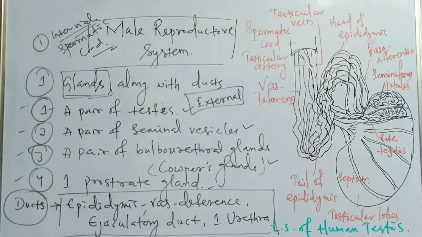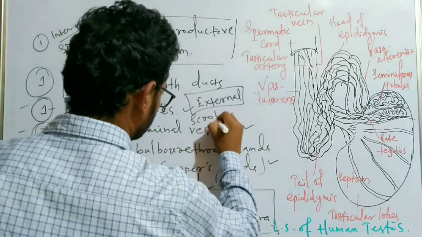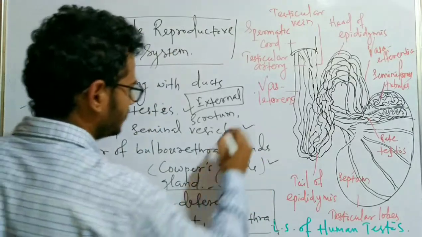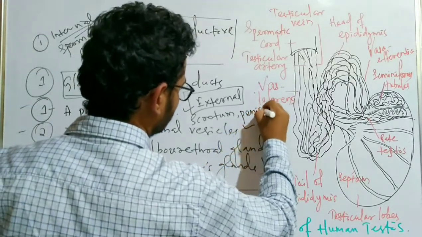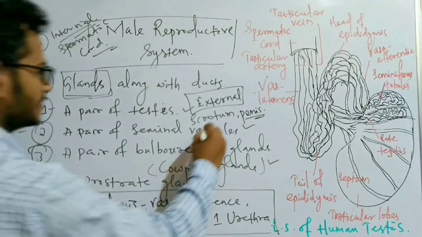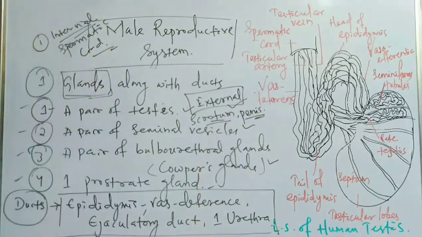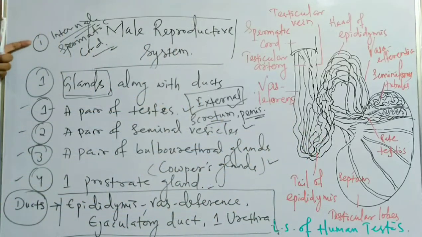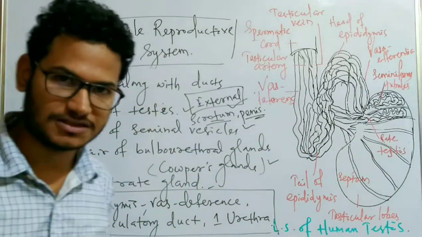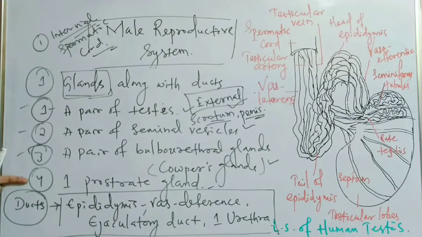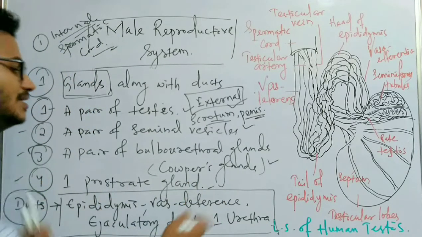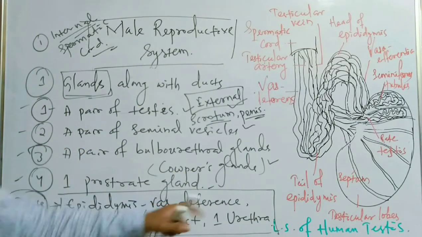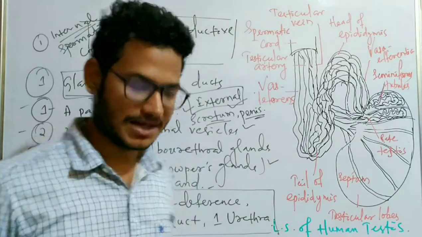And there are two external supporting structures: the scrotum, or the pouch in which the testis is located, and the penis, the copulatory organ of male. So these are the two important external supporting structures, the scrotum and penis, and the internal supporting structure is the spermatic cord. And these are the different glands, and the glands are associated with different ducts, and the important ducts are epididymis, vas deferens, ejaculatory duct, and urethra.